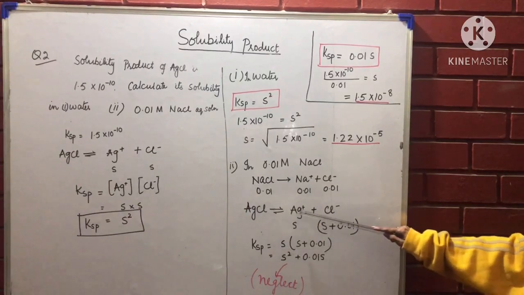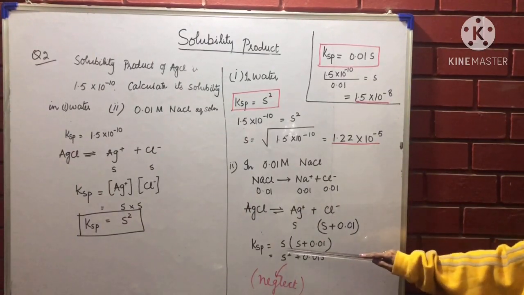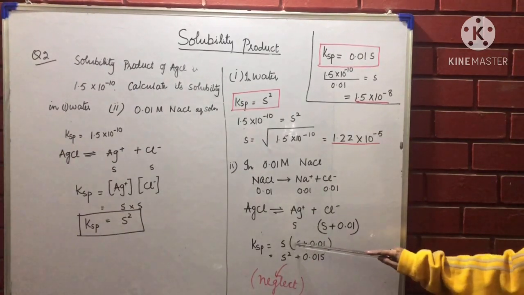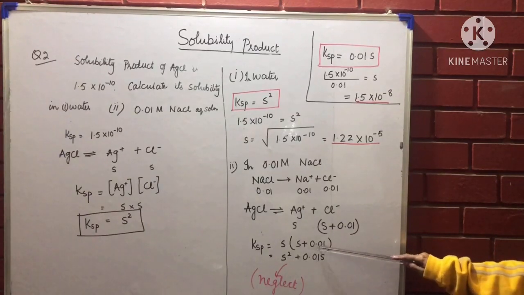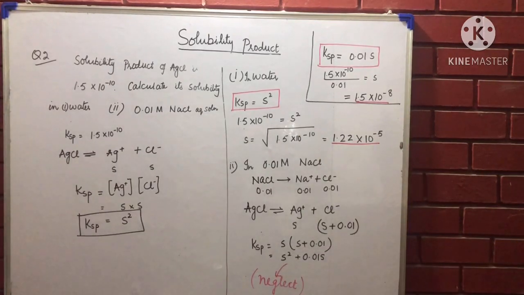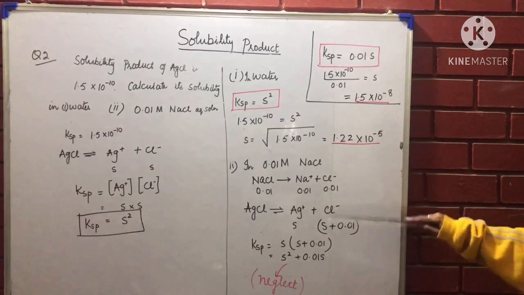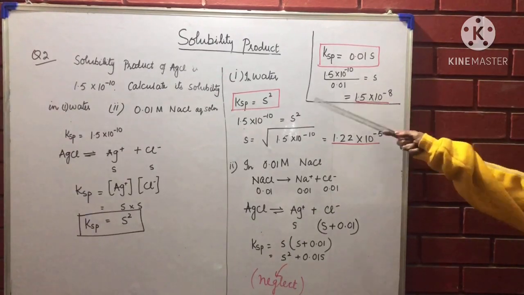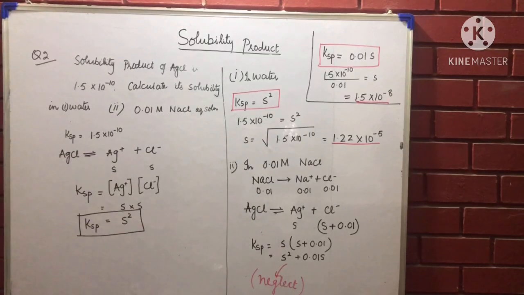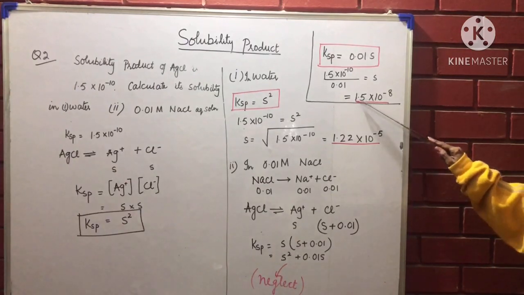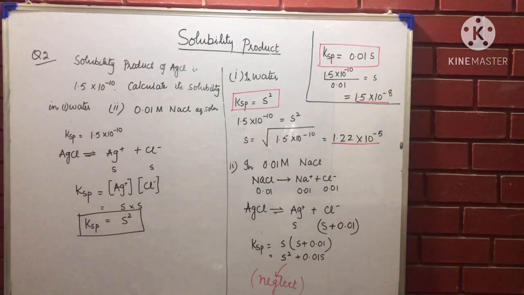Now to find out Ksp, I'll multiply these two. S into S plus 0.01, this into this, gives me S square plus 0.01 S. We will neglect the squares, cubes anywhere if it is coming into your formula. So finally my formula only becomes Ksp is equal to 0.01 S. I have neglected S square. So S, the value for Ksp was 1.5 into 10 to the power minus 10 divided by 0.01 here, which is solubility. Now the solubility answer is 1.5 into 10 to the power minus 8.